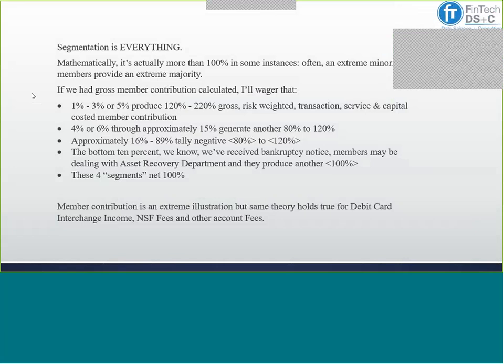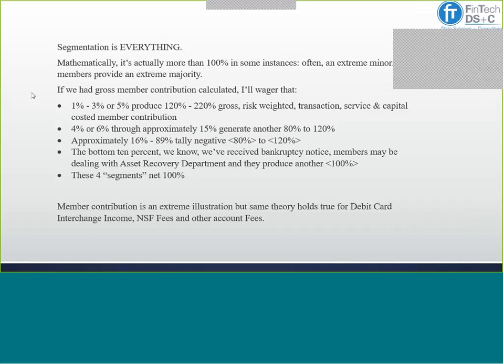But a lot of credit unions don't have member contribution calculations. If you did, or if we worked together to create one on whatever product you're using or just on SQL alone, what we would find normally surprises most credit unions. It is often 1 to 3 or maybe 5% that produce 120 to 220% of your gross risk-weighted, capital-costed member contribution. Well, that doesn't make sense. How can I have 220%?